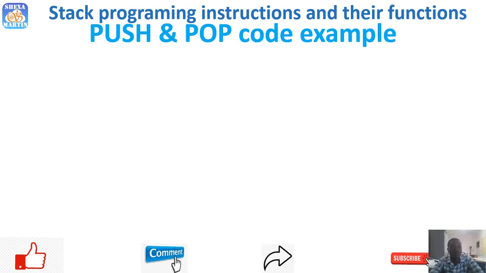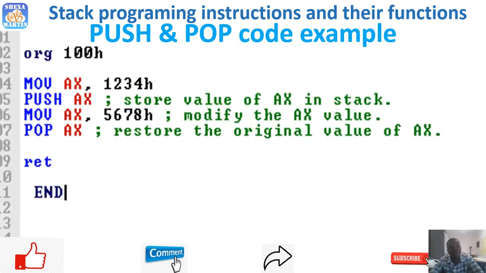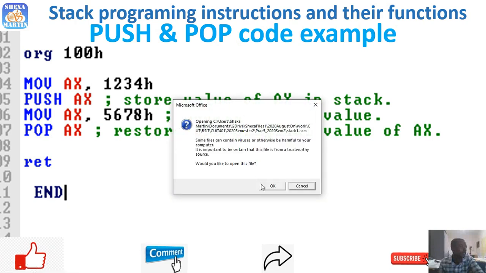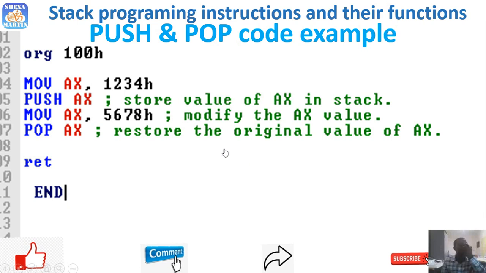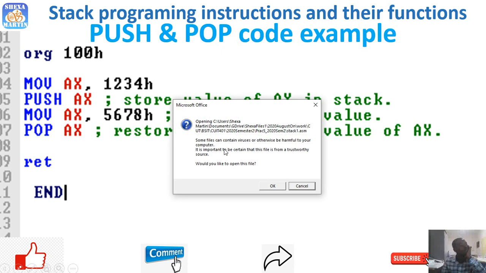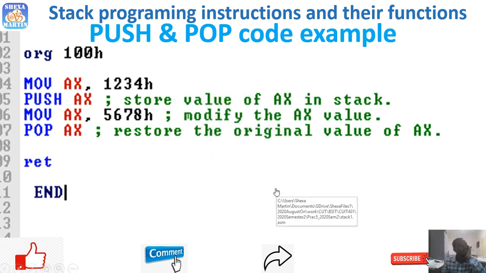Right, so next is a push and pop code example. This is a simple code example which is just moving values into AX and values onto the stack. So let's execute this and see what happens.